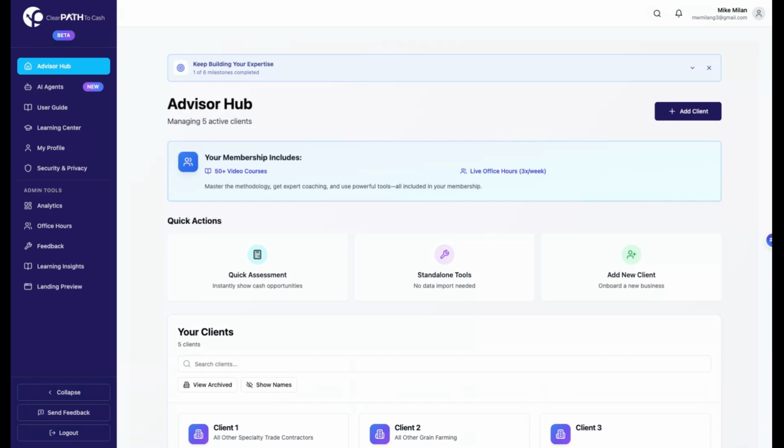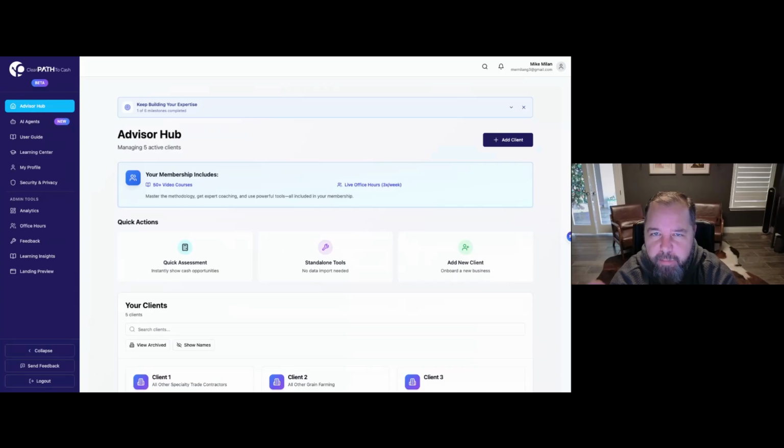Today I'm going to stick on the Advisor Hub, but I'm going to focus on one of the things I think is the most important piece for you as an advisor. And that is going to be under the quick actions. We're going to go to quick assessment.